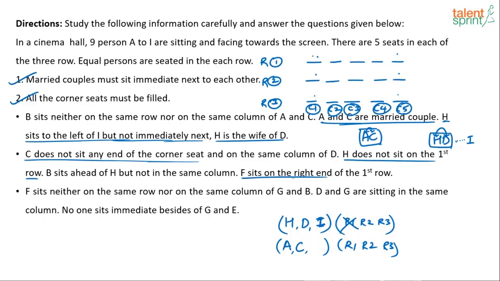F sits on the right end of the first row. Okay, this is the only piece which can be fixed directly. F sits on the right end of first row. So first row, right end is F. This is F.